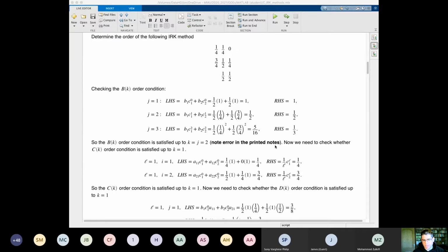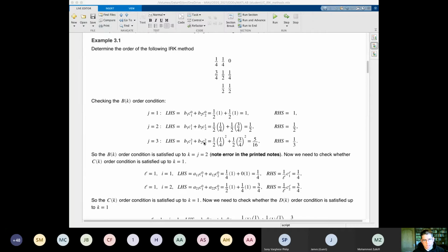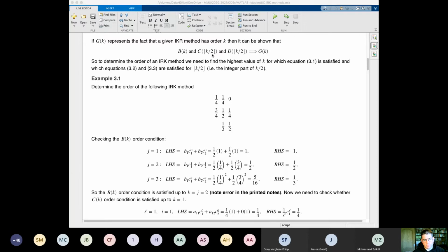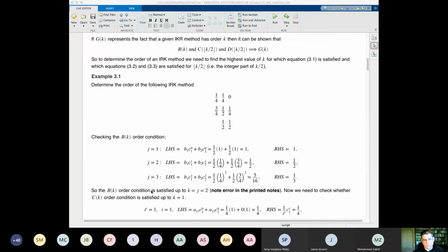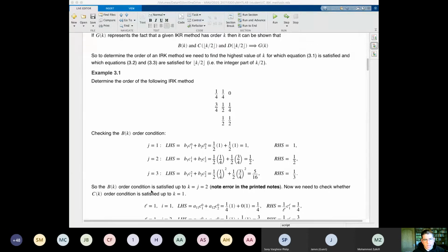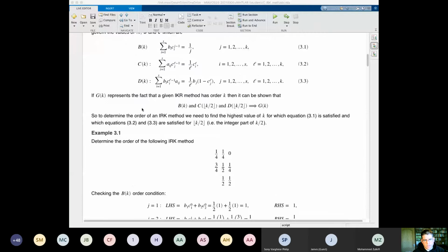Note there is an error in the printed notes, which I've since corrected in the notes uploaded to Moodle. This should say B2 rather than, I think it said B3 in the notes. So now we know what K is. We halve K and round down. K is 2, so we round down and obviously we get 1. And we need to check whether the C condition is satisfied for k equals 1.